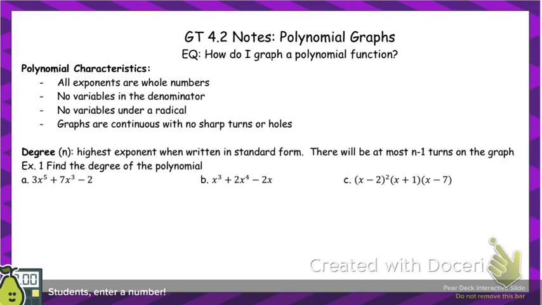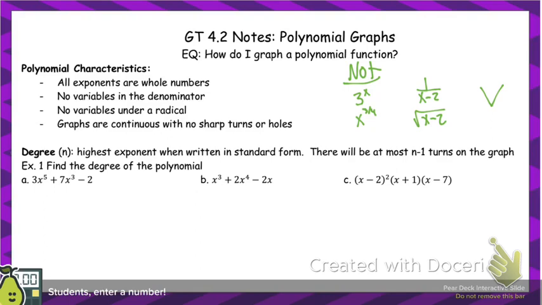It says all the exponents are whole numbers. So an example of something that is not a polynomial would be 3 to the x or x to the 3/4. It says no variables in the denominator, so 1 over x minus 2 is not a polynomial. No variables under a radical. And the graphs are continuous with no sharp turns or holes. So the absolute value of x is not a polynomial. That graph does not have that polynomial characteristic.